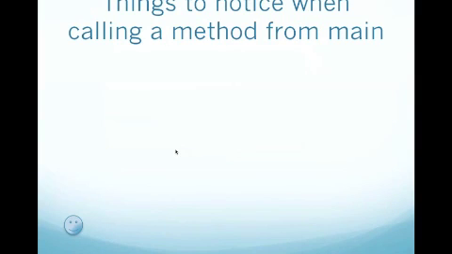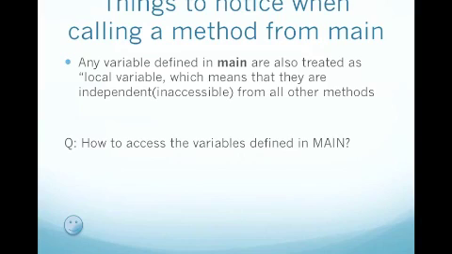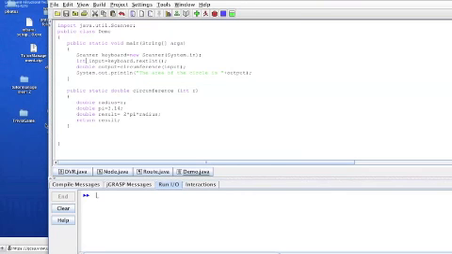There is something we need to notice when calling a method from main. Any variable defined in main is also treated as a local variable, which means that it is independent and inaccessible from all other methods. So the question is, how do we access the variables defined in main? The answer is, we need to use a parameter. Alright, let's see a demo of accessing local variables defined in main by the methods.